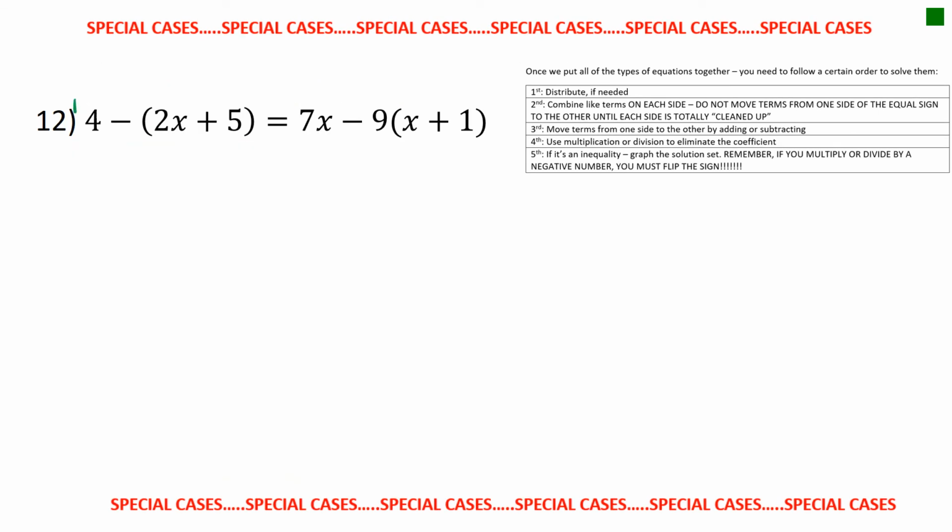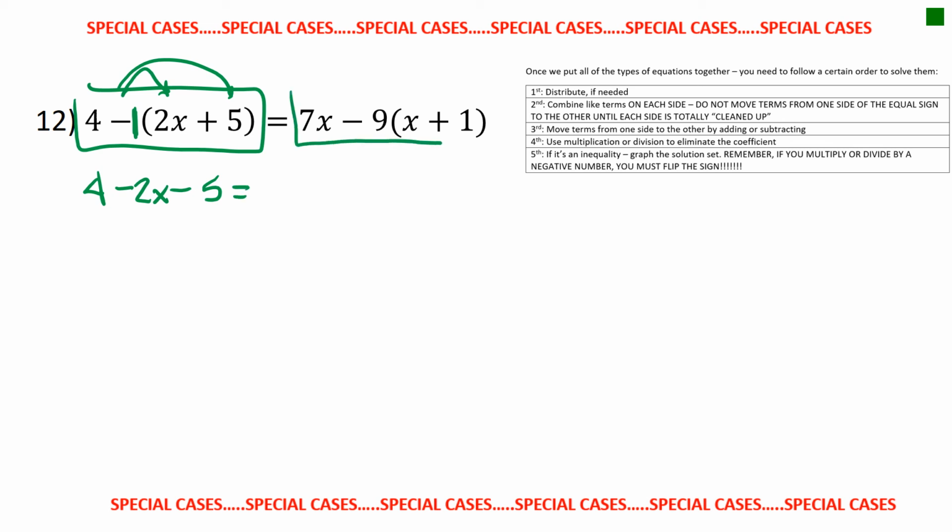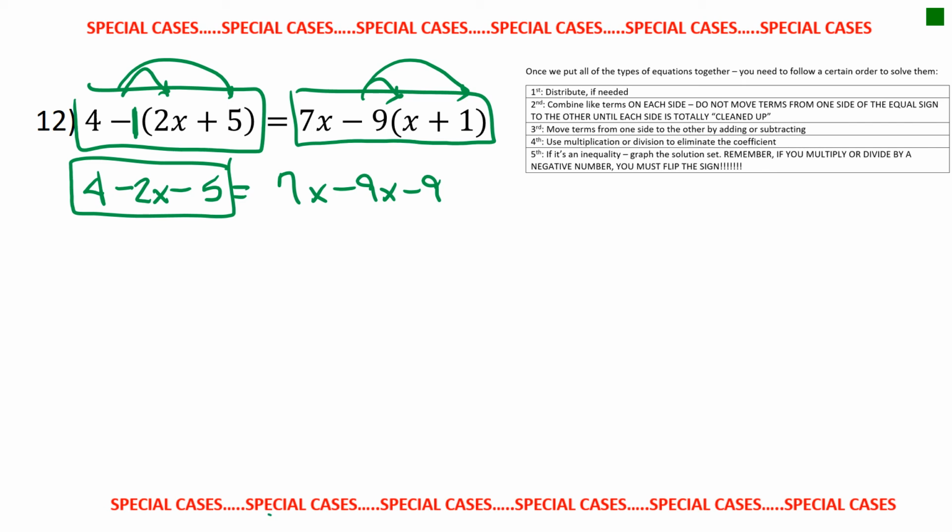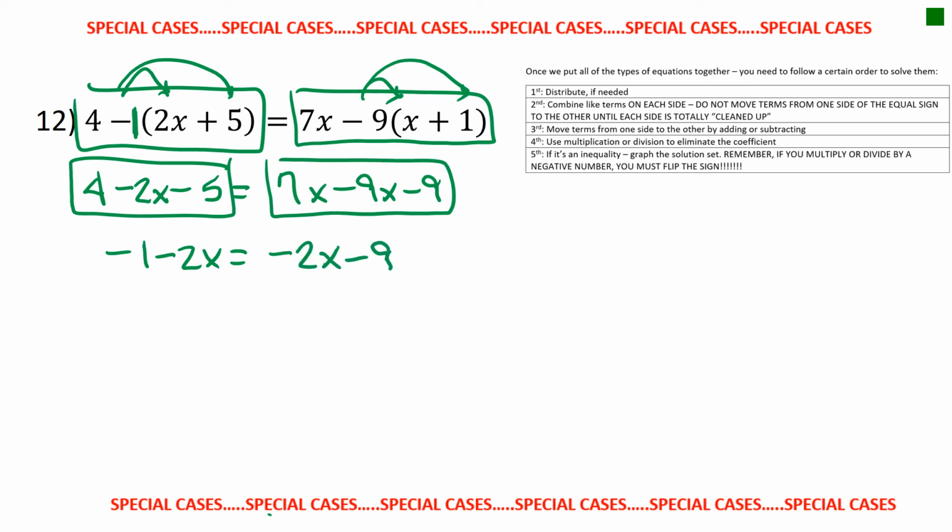All right, let's clean up the left side. Remember, there's a 1 right there. So 4, distribute minus 2x, distribute minus 5. Let's clean up the right side. 7x, distribute minus 9x, distribute minus 9. Clean up the left. 4 minus 5 is -1 minus 2x. Clean up the right. 7x minus 9x is -2x minus 9.